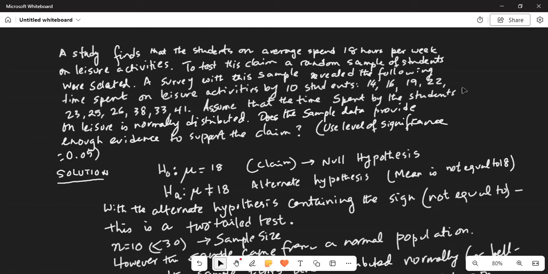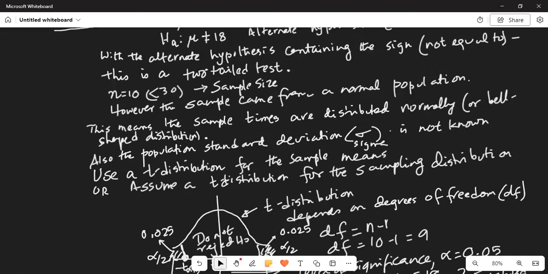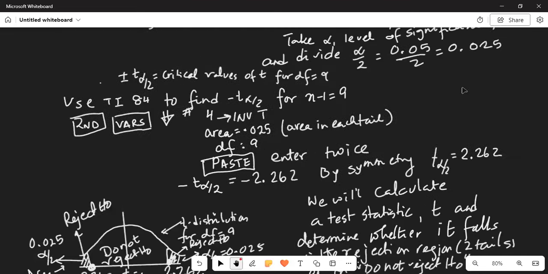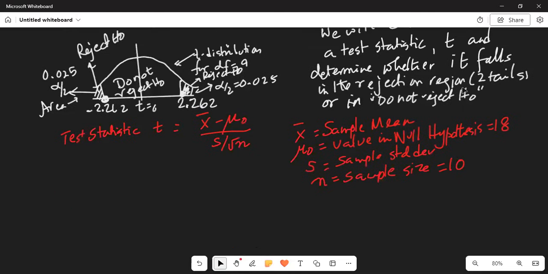I need to calculate the sample mean and the sample standard deviation so that I can plug them into the formula. This is the formula to calculate the test statistic. Okay, so let's write it down.